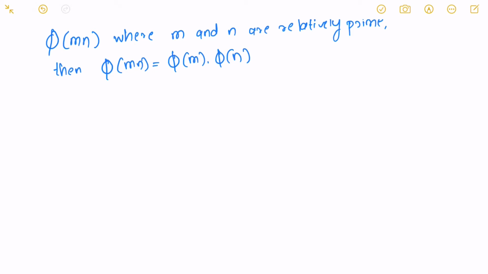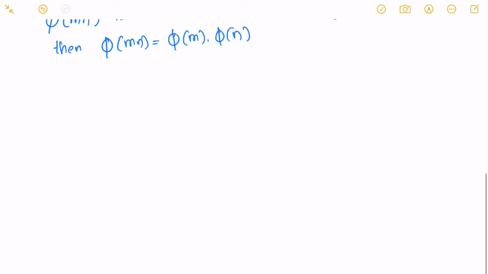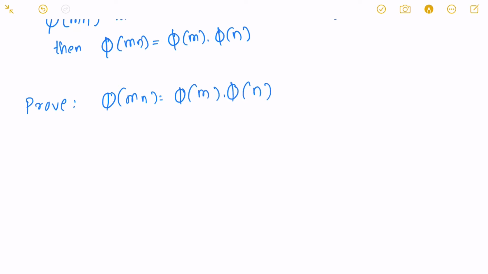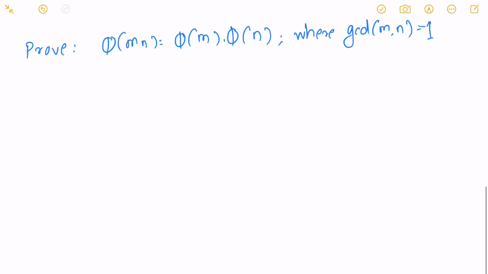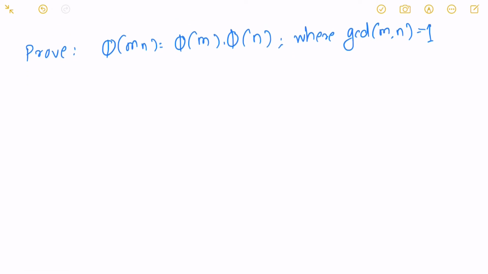So let's get started. We want to prove that phi of mn is equal to phi of m times phi of n, where GCD of m comma n is equal to 1, that is, they are relatively prime. So now what I'm going to do is list the numbers from 1 to mn in a rectangular fashion like this. I will explain it while enumerating through them.